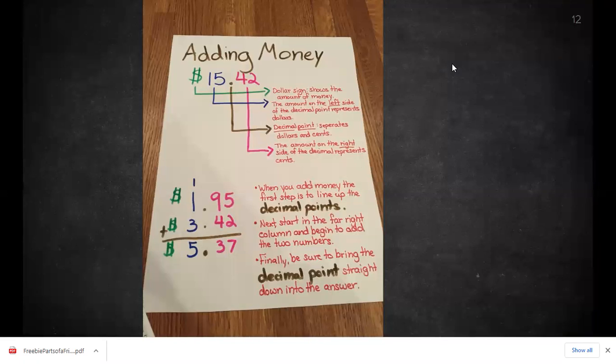Now we're moving on to adding money. Remember that the things we need to make sure when we're adding is that our decimal points are lined up. We start on the far right and begin to add the 2 numbers. And then finally, we bring the decimal point straight down.